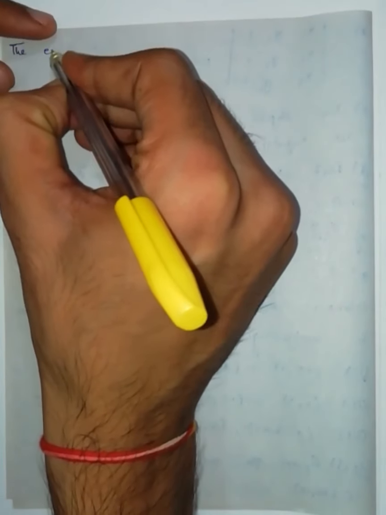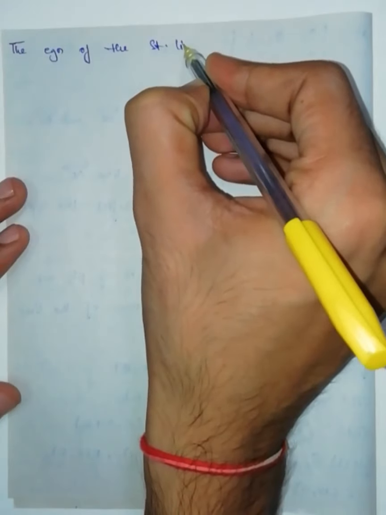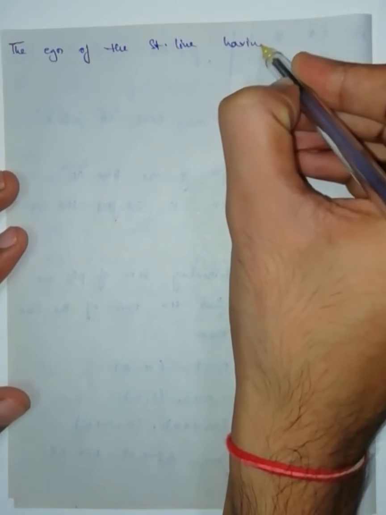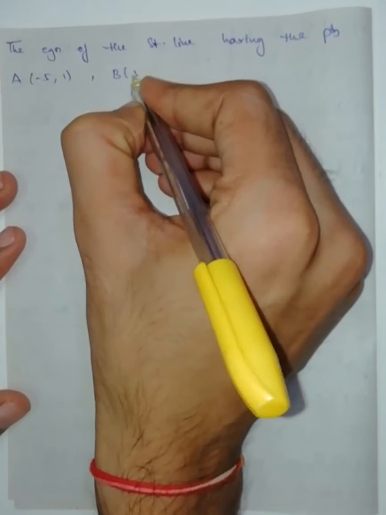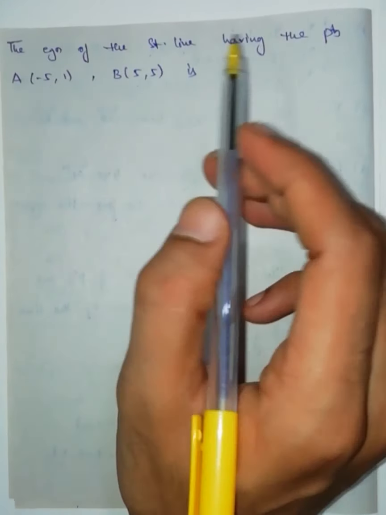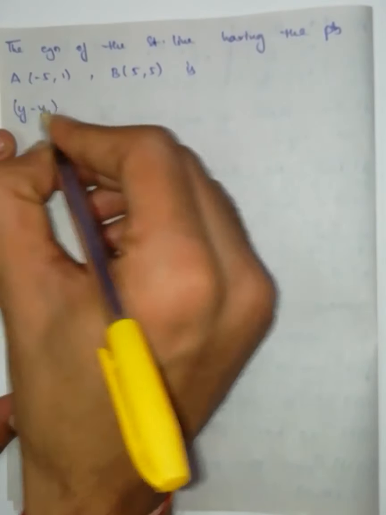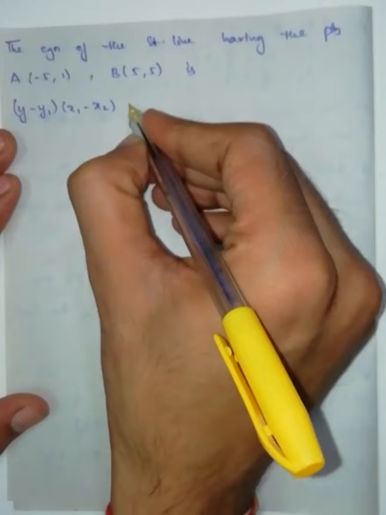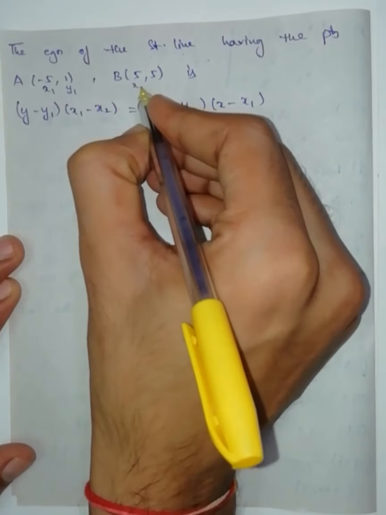The equation of the straight line having the points A(-5, 1), B(5, 5): since we are finding the equation of a straight line and we have the 2 points, I can use the 2 points formula. The 2 points formula says that (y - y1)(x1 - x2) = (y1 - y2)(x - x1). Here x1, y1 is this one, and x2, y2 is the other.